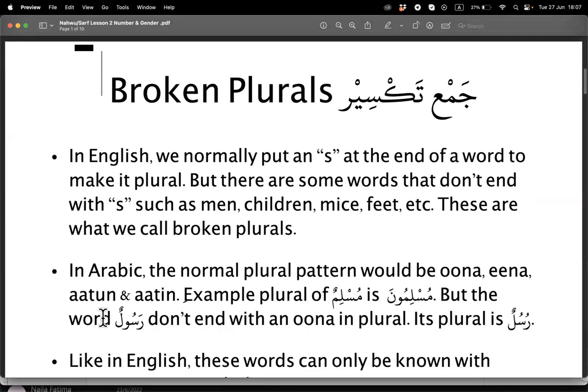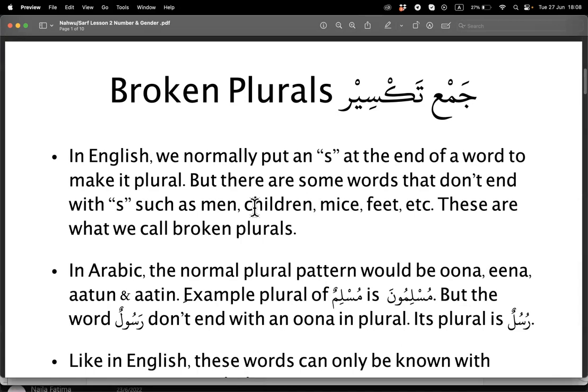Now, broken plurals in English language. If I say one house, many houses, we put an S at the end, right? But not all words we do that. Like men, we cannot say men's. We change the A to E, men, right? One child, we cannot say childs. We say children. One mouse, we cannot say mouses. Just now we say houses, we cannot say mouses, we say mice. So this is what we call broken plural, basically. Meaning the singular word gets broken up, something changes in it. Cannot just add an S.